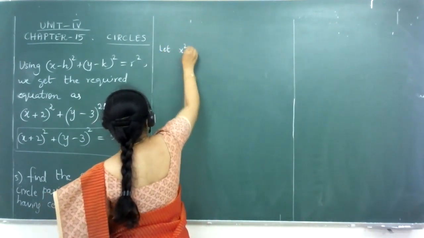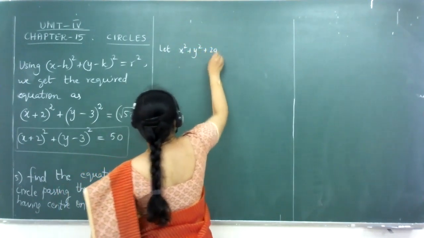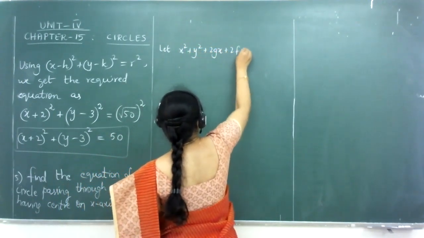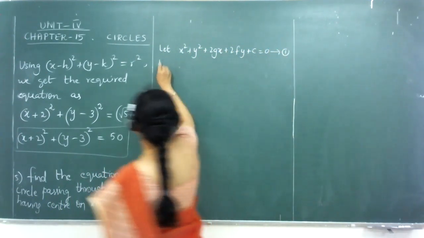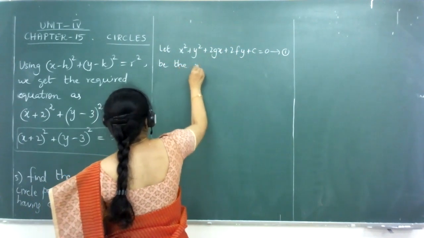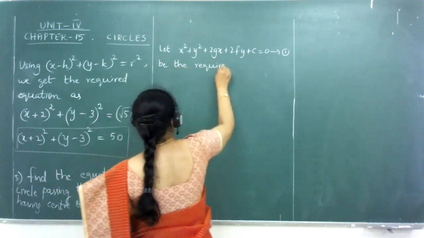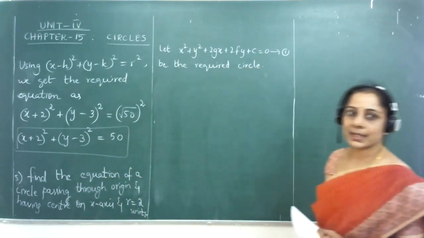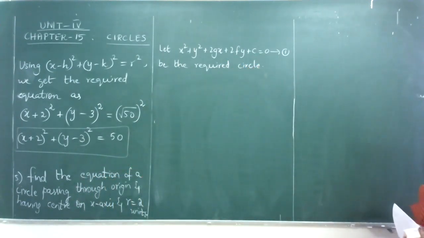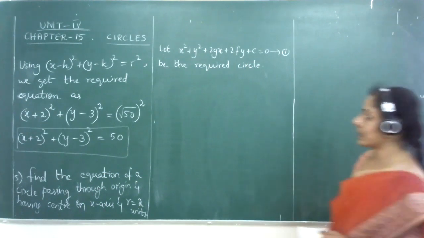Let us consider x squared plus y squared plus 2gx plus 2fy plus c equal to 0 as equation 1. Let this be the required circle. We shall assume the equation of the circle in the general form, which I have numbered as equation 1. And what have they given in the data? It is passing through the origin. Its center is on the x-axis.